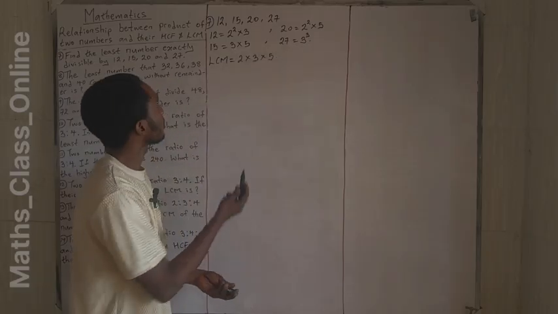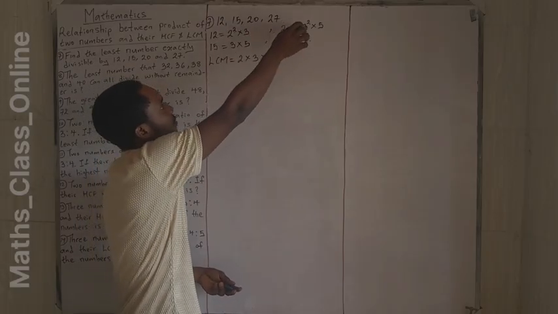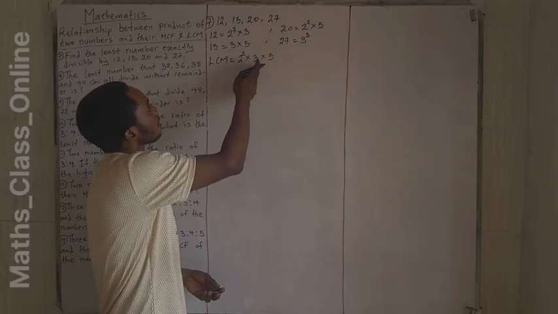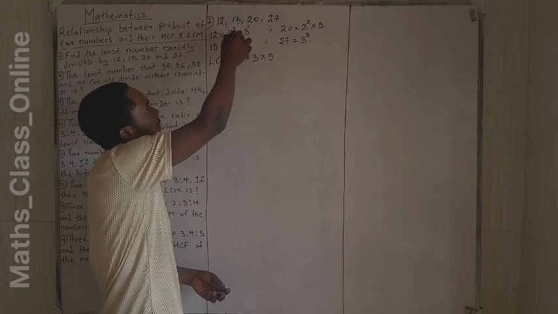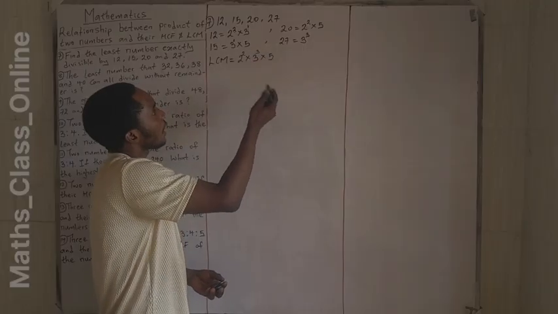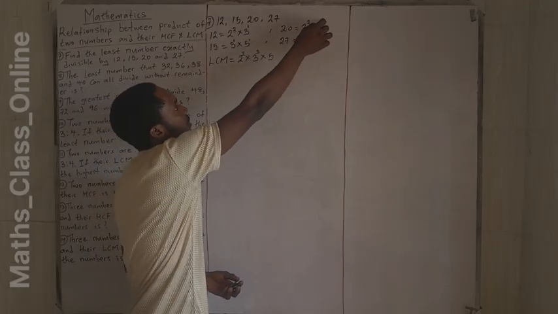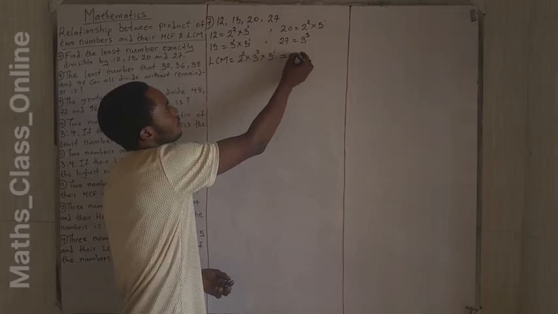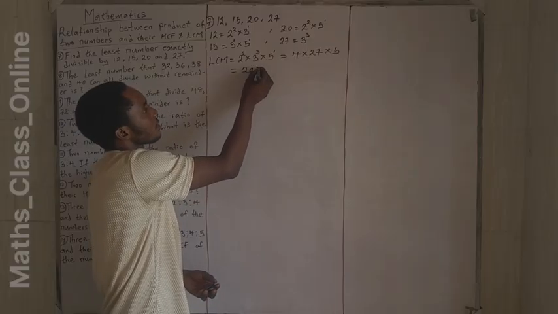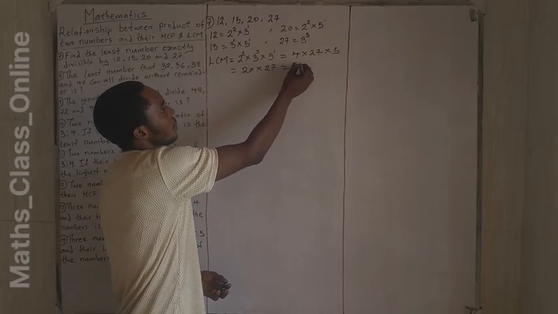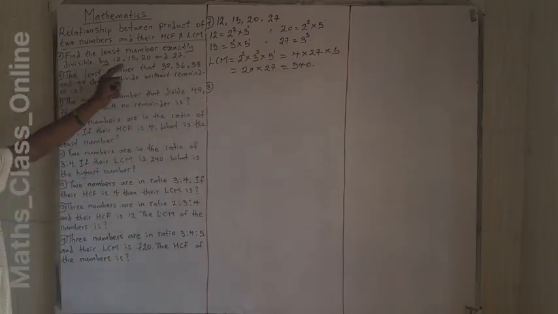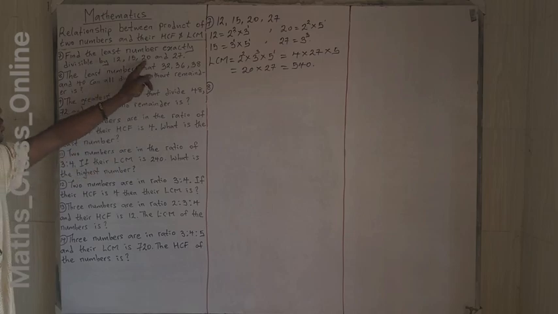Now, the next thing is the power. The power of 2 here is 2, and we don't have 2 elsewhere, so the highest power is 2. The power of 3 here is 1, here is 1, and here is 3. The highest power is 3. And 5 raised to the power of 1. This is equal to 4 times 27 times 5, and this is 20 times 27, which is equal to 540. This means that 540 is the least number that is divisible by 12, 15, 20, and 27.